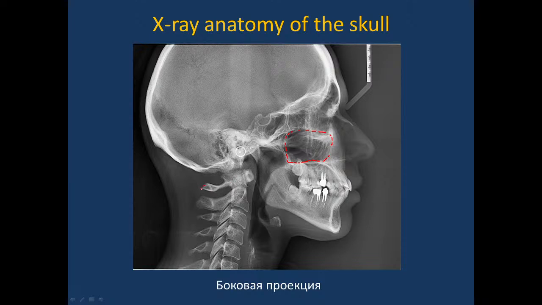Also, because this is a real person, a living man, we see the first and second cervical vertebras. Here, this small bone is the hyoid bone located under the chin, and as well we see the larynx, which is connected with the pharynx.